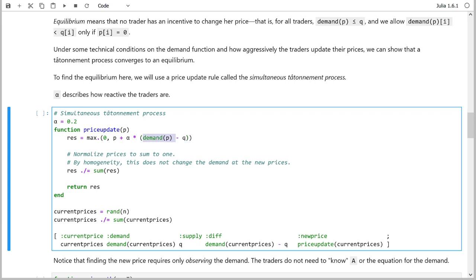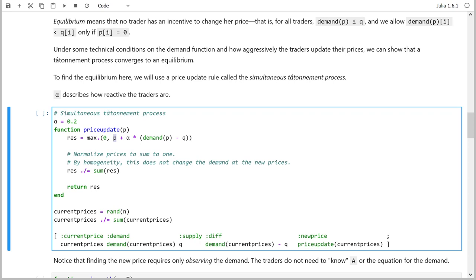price. So when this is positive, the price will increase, and that makes sense because there was more demand than the trader wanted. On the other hand, if this quantity is negative, then we have excess supply, and we're going to be adding a negative number, so P is going to get smaller.